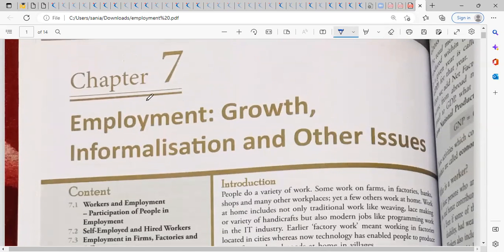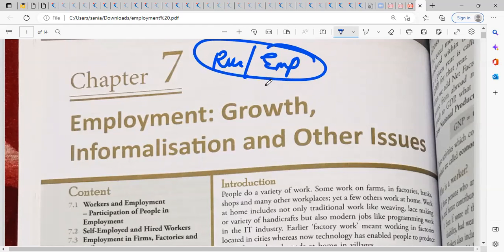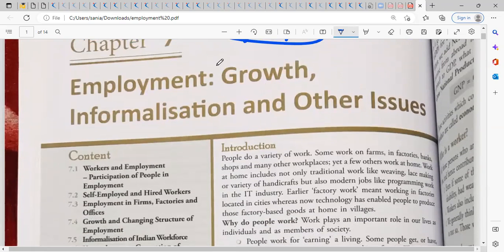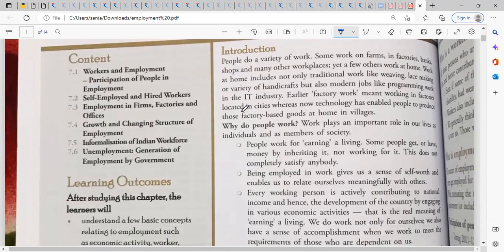Okay, good. Let's start with this chapter. I have already shared the PDF for rural development as well as for employment. I hope you have that PDF, so you can refer to it. The chapter is Employment: Growth, Informalisation, and Other Issues. If I am giving you time to read it, just read it. If you are not getting anything, you can quickly ask me, ma'am, I'm not getting it. If I'm giving you time, you should utilize that.